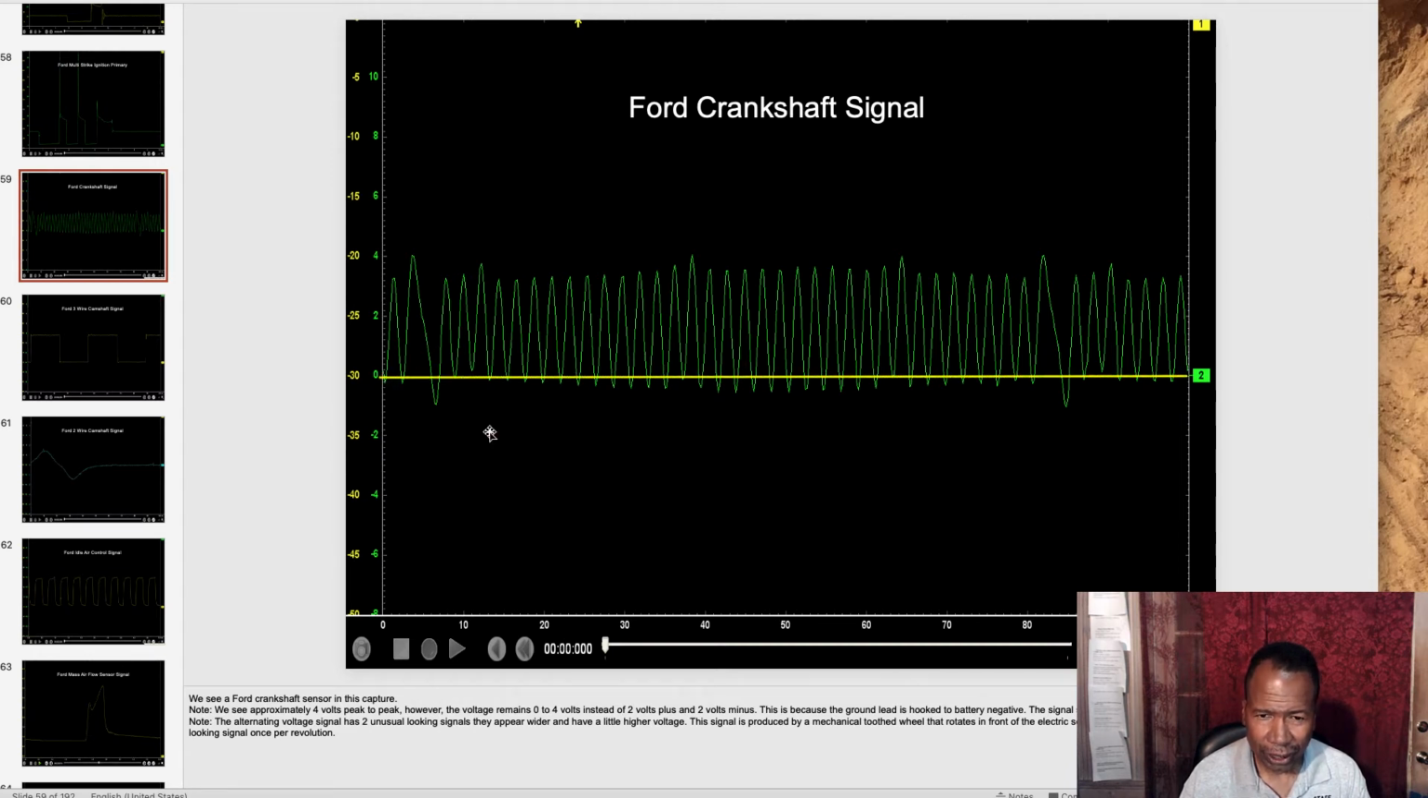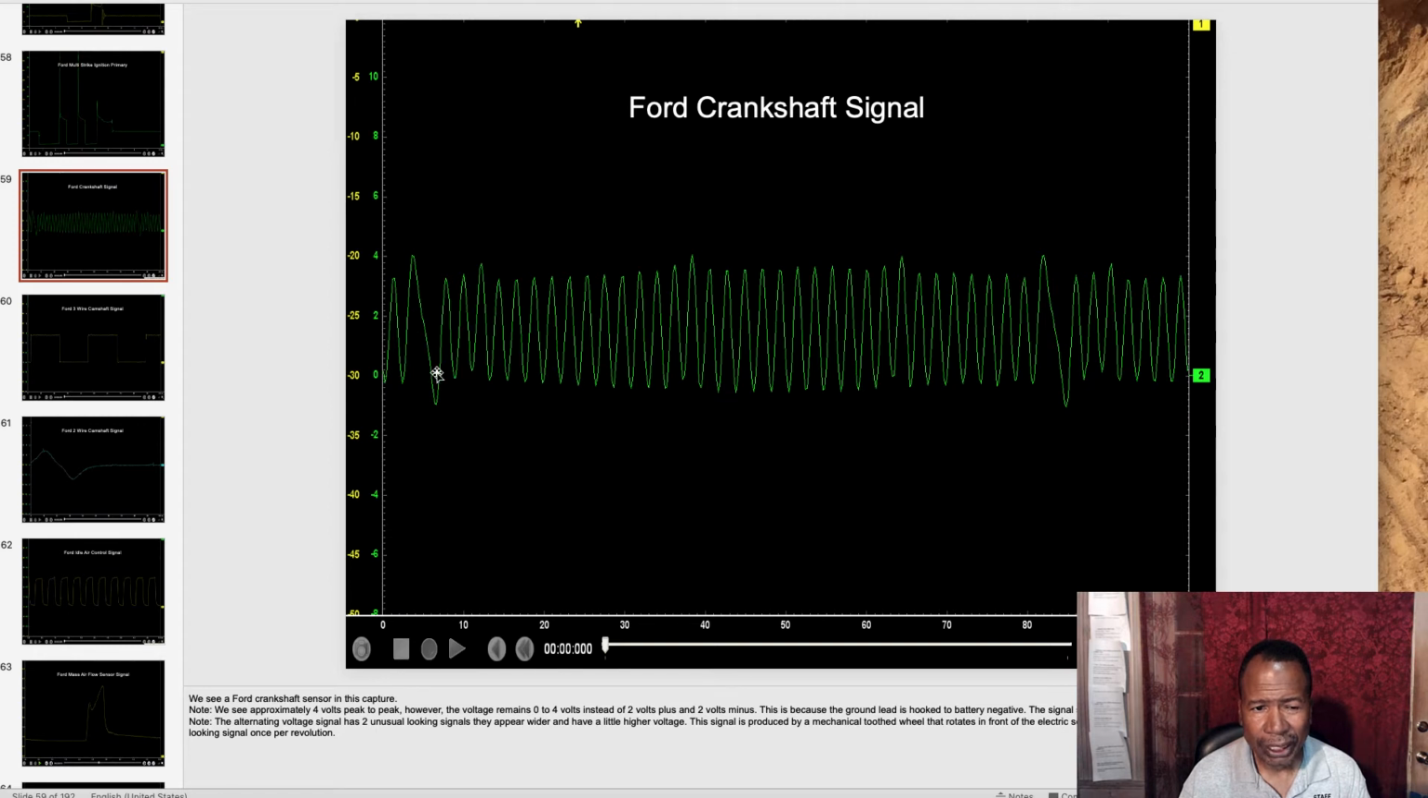That's because the lab scope is connected to the battery ground and not at the sensor, 2 wires on the sensor. That's why it's shifted up like this. But it's still producing an AC signal. You can also see this unusual gap here and here, which is one revolution.